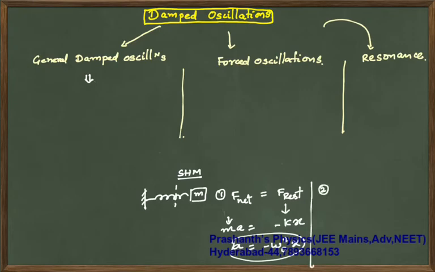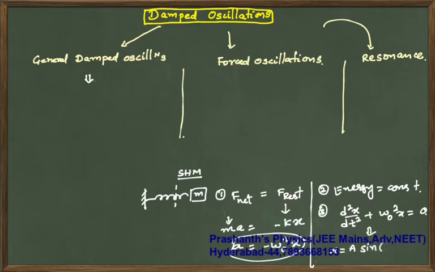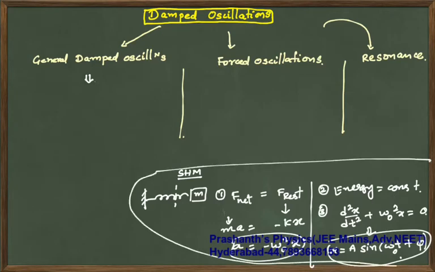Next, second, here you will be considering energy is equal to constant. Third, if you look at this a equal to minus omega square x, your equation of SHM is d square x by dt square plus omega naught square x is equal to 0. This is your general equation of SHM. For this, a general solution is x is equal to a sine of omega t plus phi, where phi is the phase. Your time period T is equal to 2 pi by omega naught, this is constant.